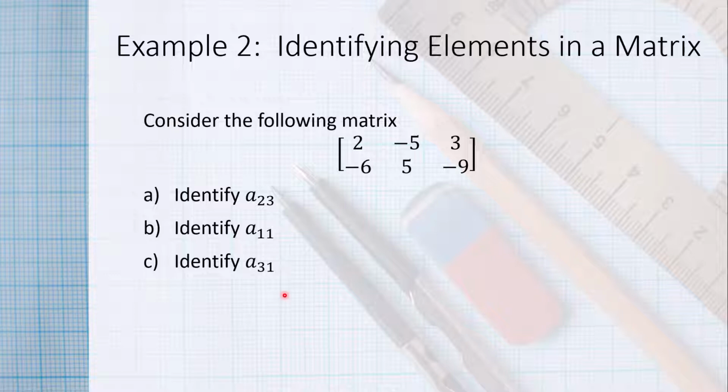And that brings us to this example. Let's consider this following 2 by 3 matrix. And we want to identify the elements A23, A11, and A31. Well, A23, that's second row, third column, that would be this number right here, -9. A11, first row, first column, that would be 2. A31, that would be the third row, first column. Well, there is no such element, so this does not exist.